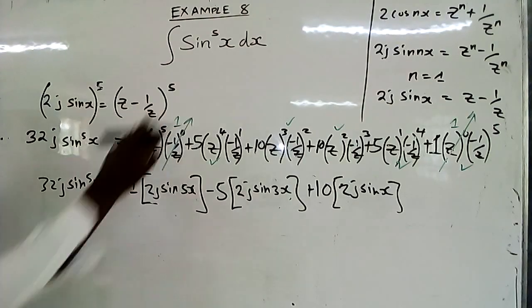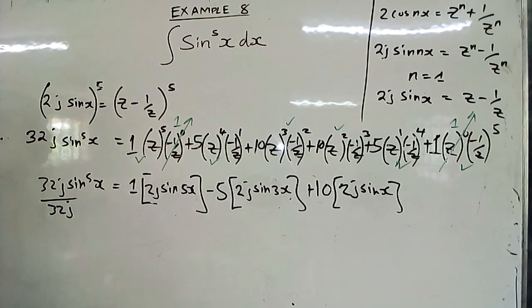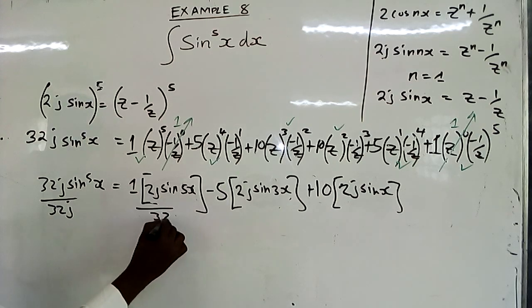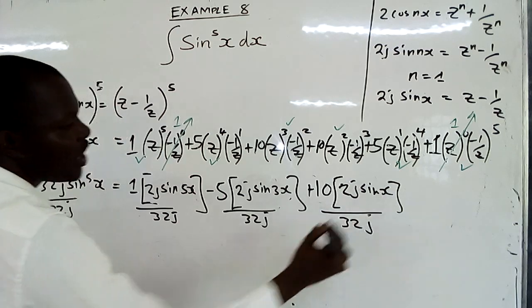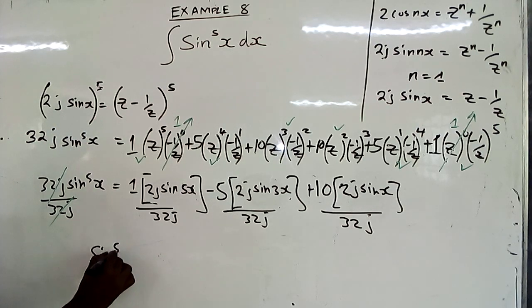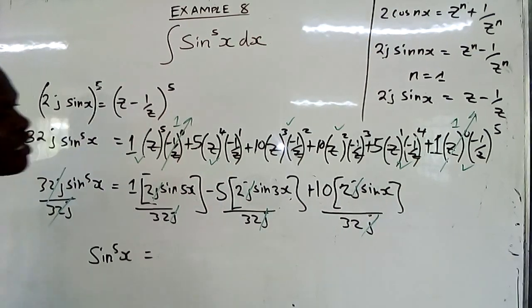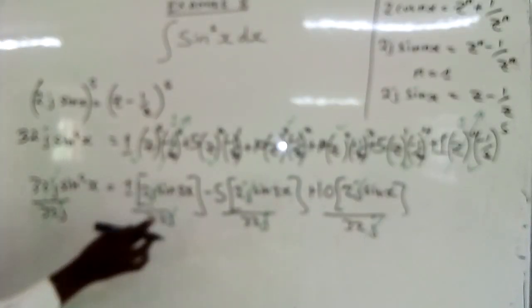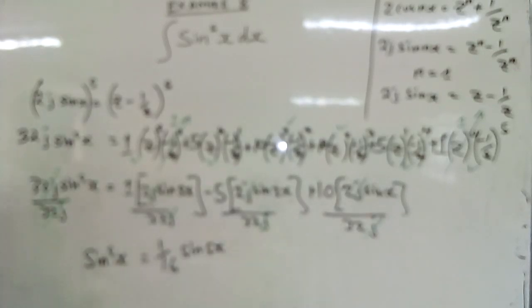The next step is to get sine raised to power 5x, isn't it? Meaning we divide by 32j, isn't it? We divide through by 32j. So what do you get? This goes with this. You get sine raised to power 5x is equal to, of course, j will go with j. J goes with j, isn't it? So you get 2 divided by 32 is 1 over 16 times sine 5x, isn't it?